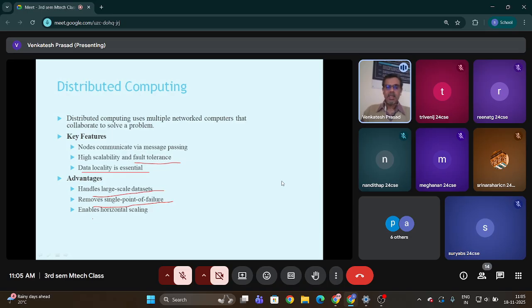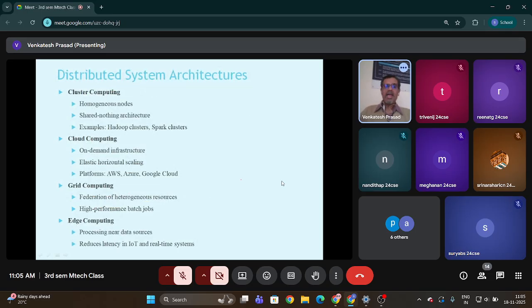Okay, and then it also supports horizontal scaling. So where you can add more and more resources horizontally, not vertical scaling. Okay, not bumping up or increasing the capacity of an individual server. That is the vertical scaling. Horizontal scaling, it will be adding more and more servers and resources in a horizontal manner.